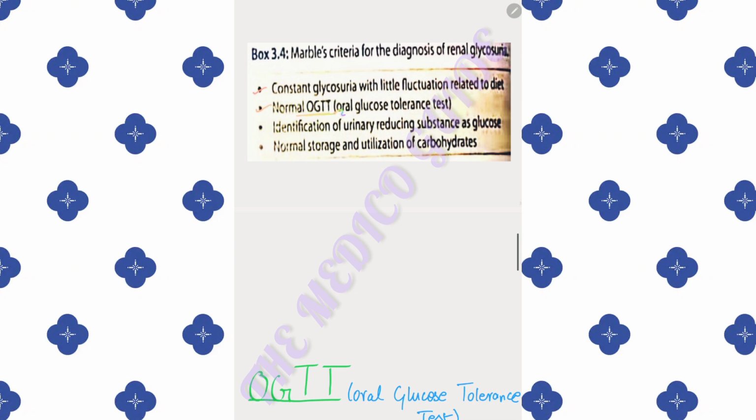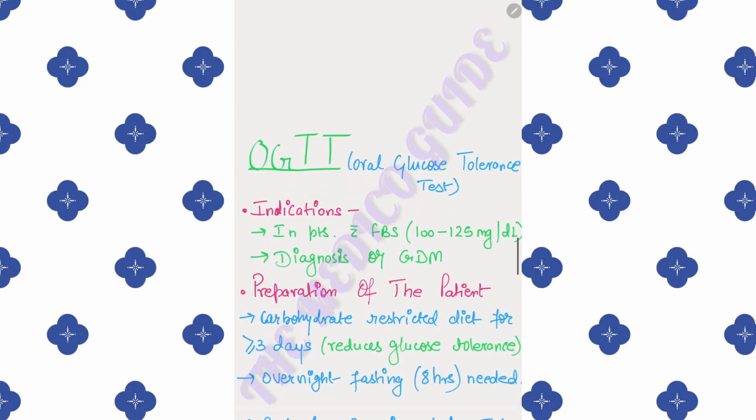The second is a normal OGTT. We are saying that the patient is not hyperglycemic as discussed above, but there is glycosuria. That is the indication for categorizing the patient as renal glycosuria. Next, identification of the urinary reducing substance as glucose, and normal storage and utilization of carbohydrates.